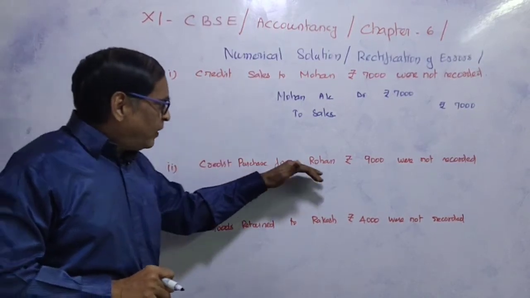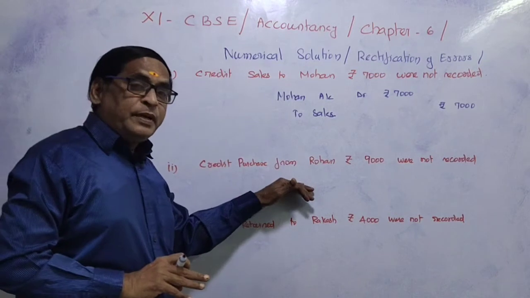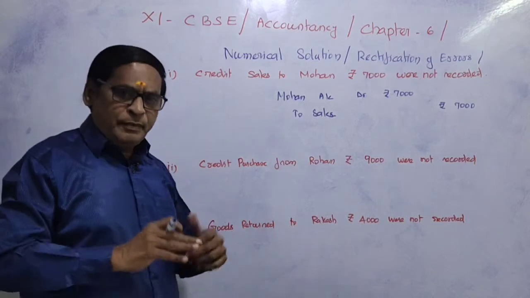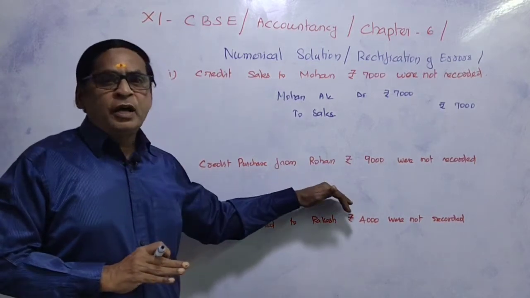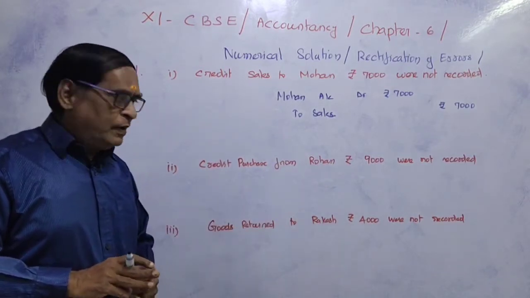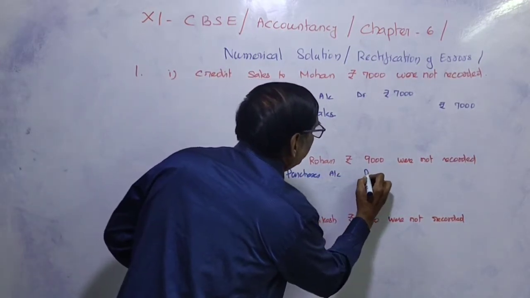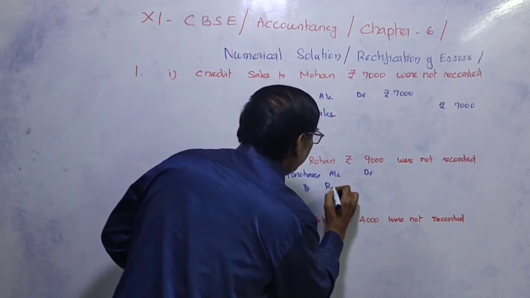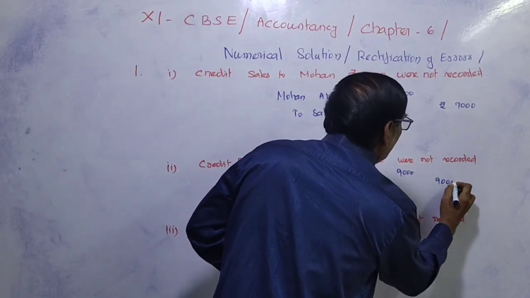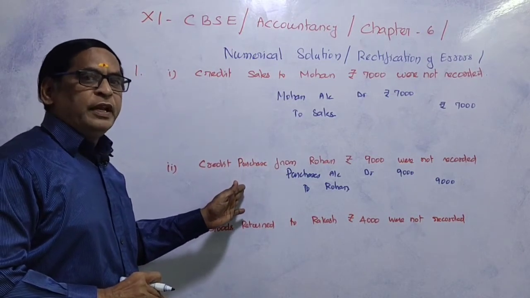And then, credit purchase from Mohan, 9,000 rupees, was not recorded. This is also the same type of rectification because we have missed that purchase entry. So we have to pass the original entry. Purchases account to Mohan. Why are we debiting the purchases and crediting the giver? Mohan is the giver. So purchases account debit to Mohan, 9,000 rupees. The narration: the purchase from Mohan was omitted, now entered.